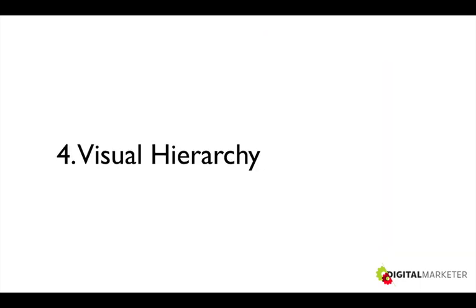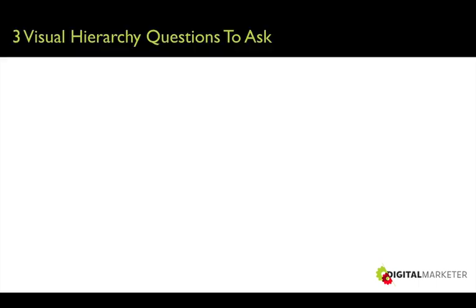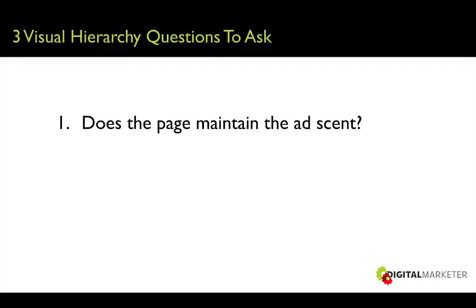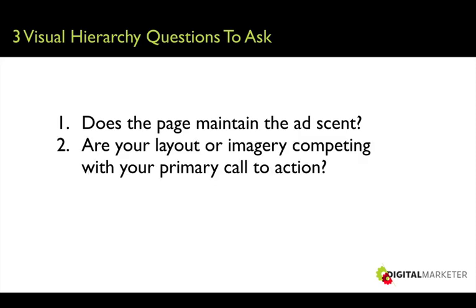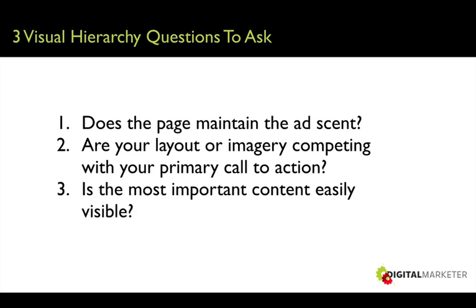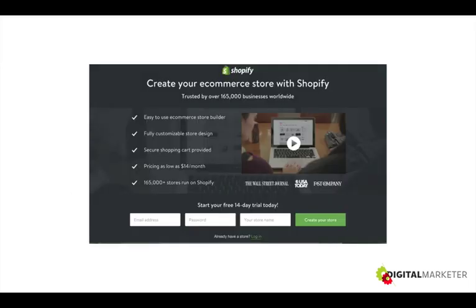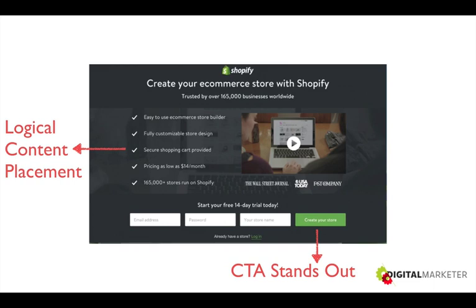All right, so moving into the visual hierarchy. The 3 visual hierarchy questions to ask. Does the page maintain the ad scent? Are your layout or imagery competing with your primary call to action? Is the most important content easily visible? Okay, so let's take a look at Shopify again. So the call to action stands out. They're still using on-brand colors, but since it's quite a drab layout, that does stand out the most.